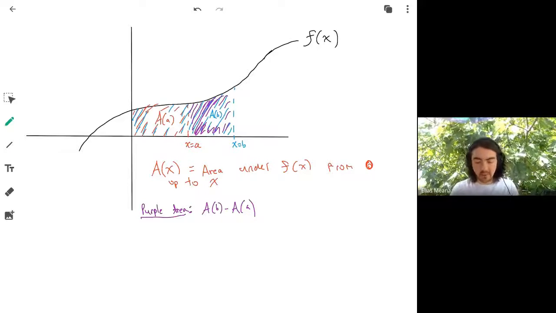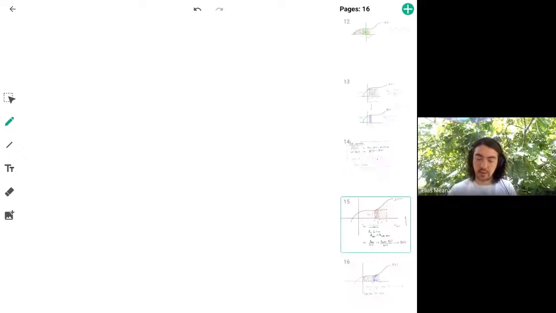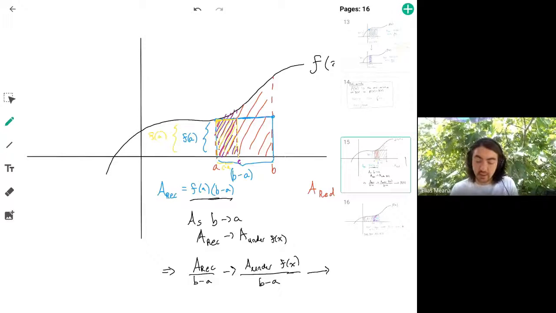I think maybe red, blue, and purple were not the best choice of colors because they all kind of blend together, but that's okay. So we've got this purple area that's between the two of them. And what we just said on the previous slide is that this area, the purple area in question, as we let b get really, really close to a, should just be the same thing as the function, right? If we divide by b minus a, it should just be the same thing as the function.